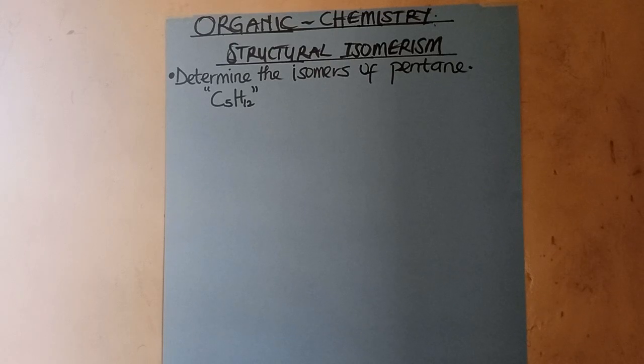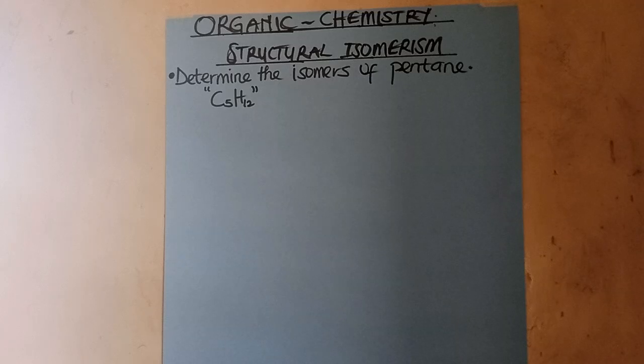This C5H12 can be written in so many pictures. When I'm talking about picture, I mean the structural formula. So the particular example we are going to look at today is: determine the isomers of pentane. Don't forget that pentane is from the alkane group. So the molecular formula for pentane is C5H12. So we are to look at the isomers of pentane.